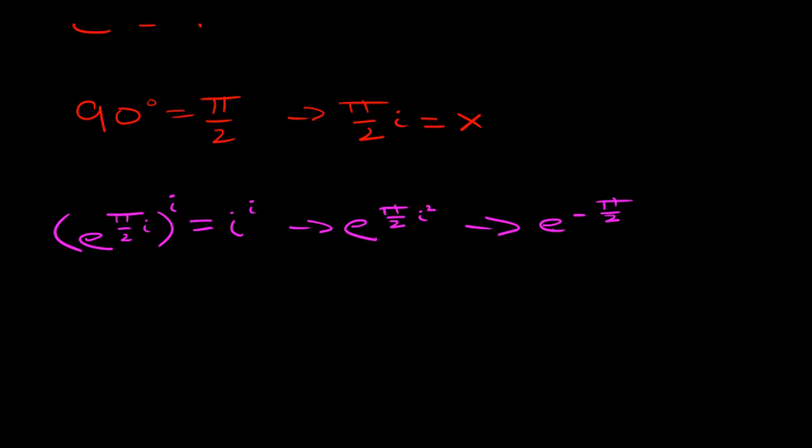You can punch these numbers into a calculator and you get approximately 0.208. Now let's think about it. We started off with i to the power i, an imaginary number i to the power of another imaginary number i, and we ended up with a real solution, 0.208. That's pretty interesting.